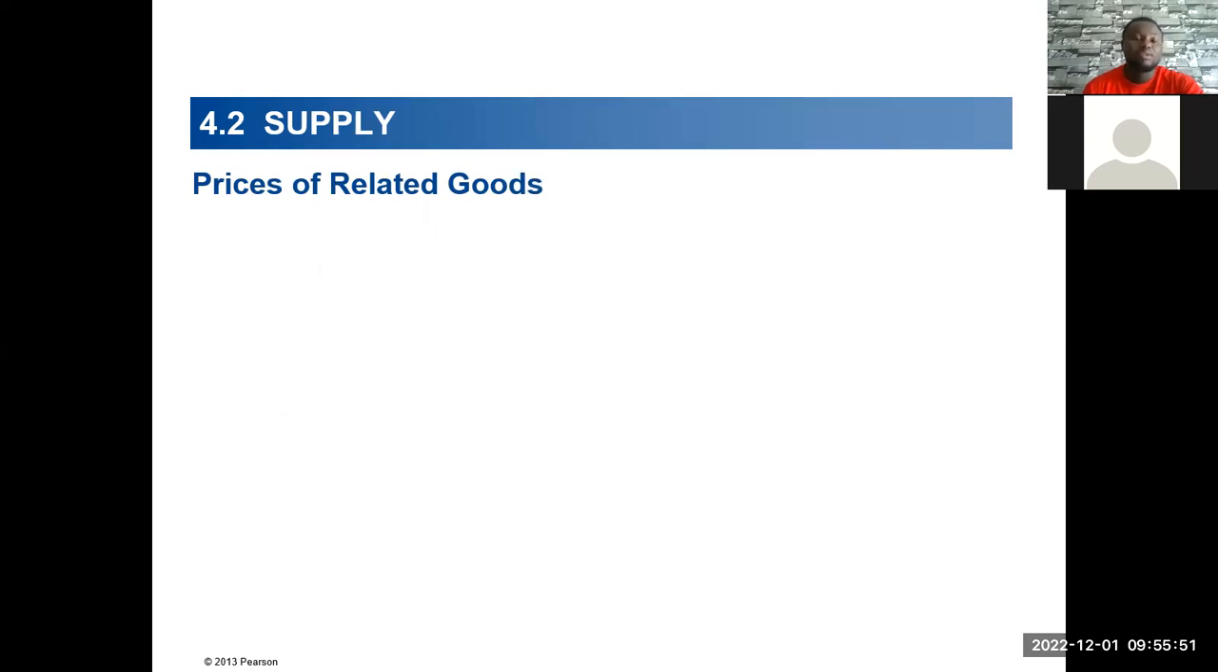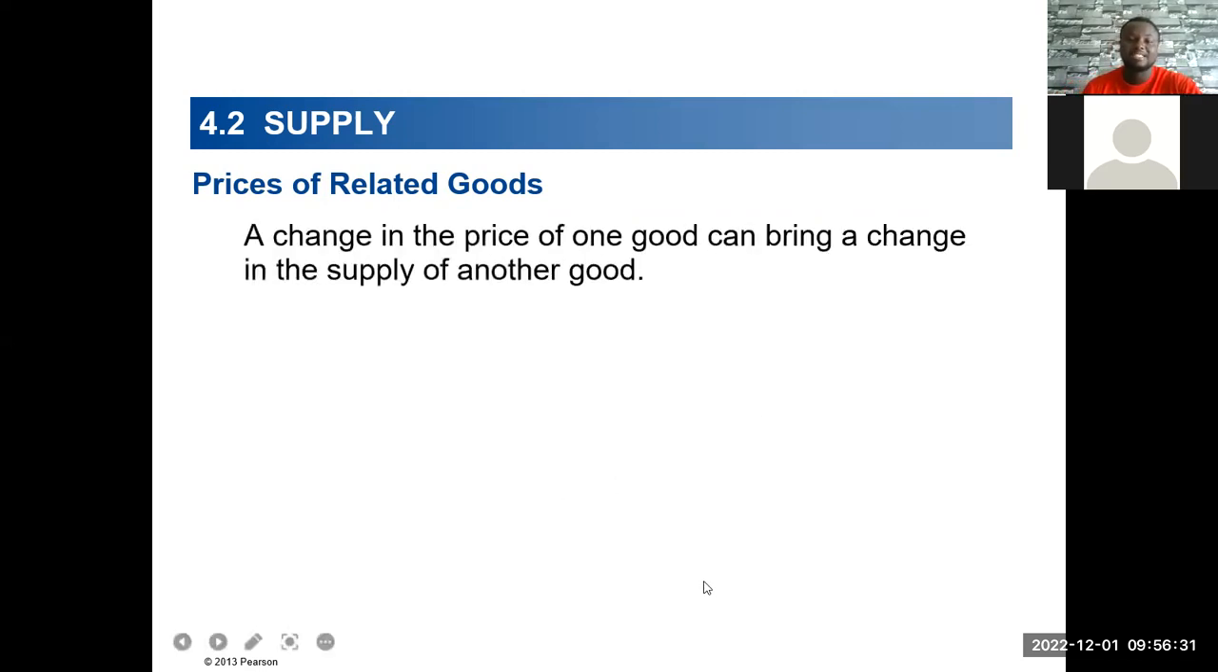So first, let's look at price of related goods. Here too, we have competitive supply and joint supply. Two goods are said to be in competitive supply if we can either produce this one or produce that one. In other words, the resources that are used to produce one can be used to produce the other. An example: you have a piece of land. You can use that land to produce either maize or millet. So the more maize you want to produce, the less millet you can produce. So we say that those two goods are competitively supplied.